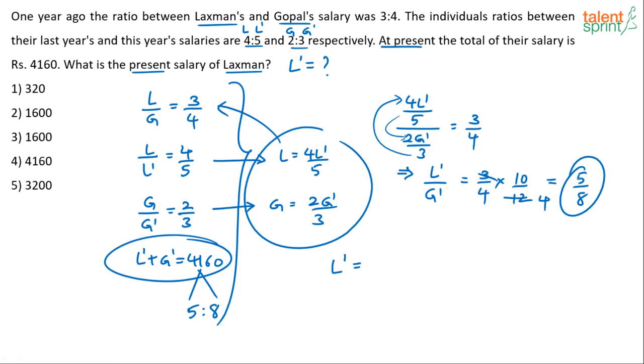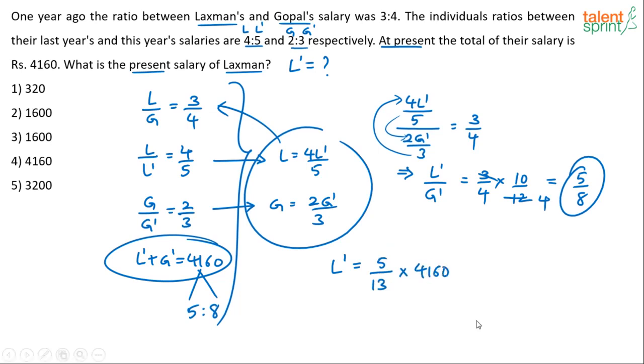4,160 is divided in a total of 13 parts. 5 parts plus 8 parts is 13 parts. Out of those 13 parts, 5 parts represent L dash, 8 parts represent G dash. So L dash will be 5 out of 13 multiplied by 4,160.